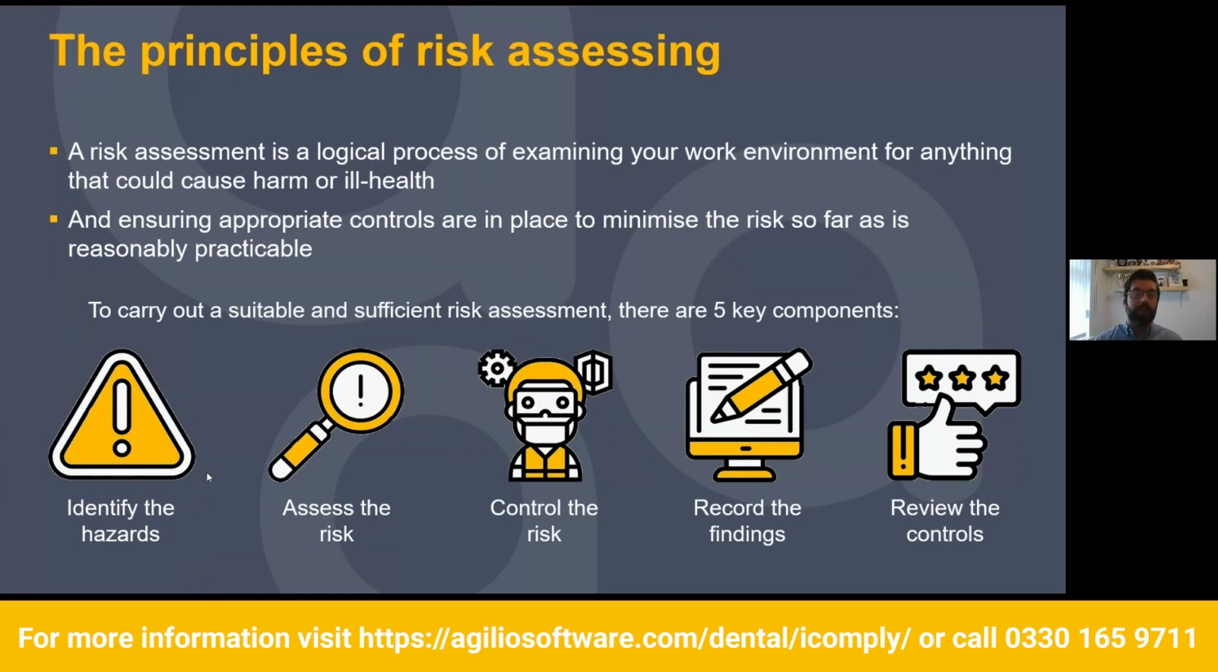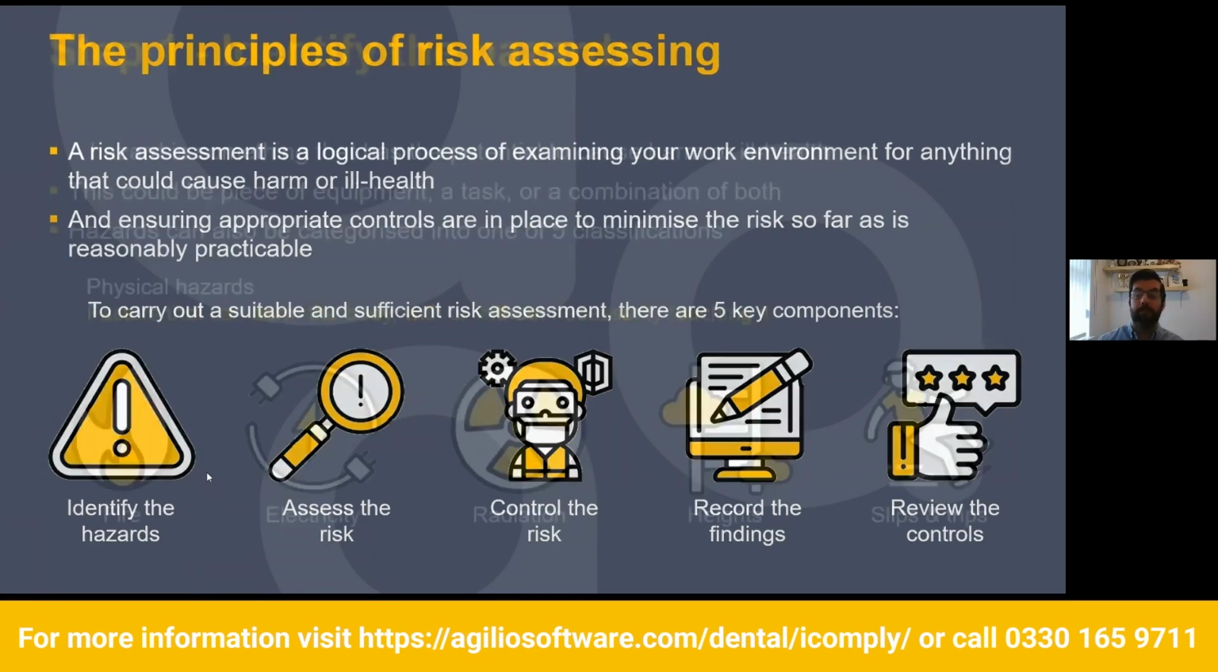So to carry out an efficient assessment, there are 5 key components. You first need to identify the hazards. Once you've done that, you need to assess the risk associated with those hazards. You need to control the risk, record the findings, and then review those controls to make sure that they remain relevant. So we'll go through each one of those steps now.